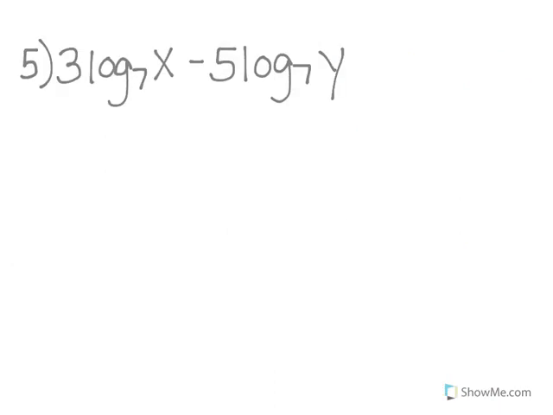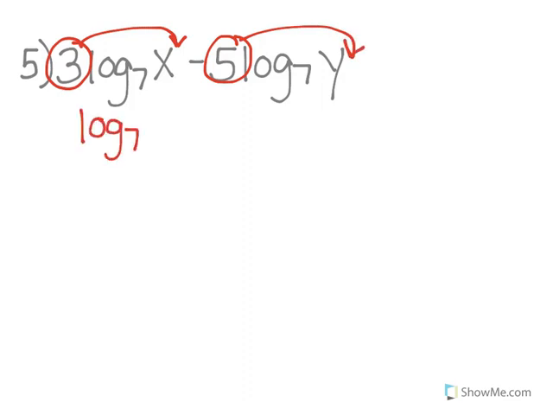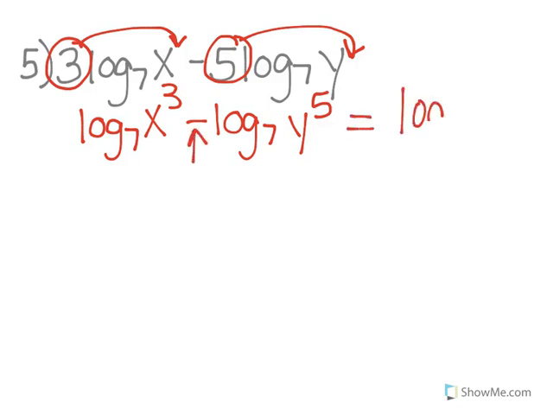Alright, so take a look at number 5. This is similar to the one that we just did, except there are 2 coefficients in front that are going to fly to be the power of in our log. So we're going to have log base 7 of x to the 3rd minus log base 7 of y to the 5th. This is our first step. Then you're going to notice that it's the quotient rule. Since the y to the 5th is after the negative, that's what goes in the denominator. So you have log base 7 of x cubed over y to the 5th.